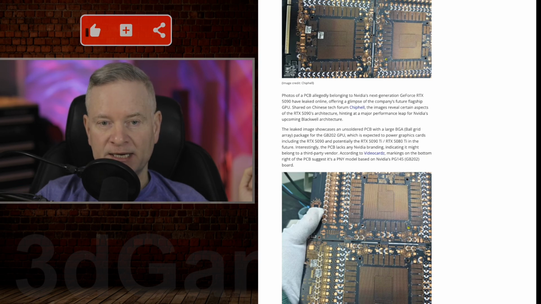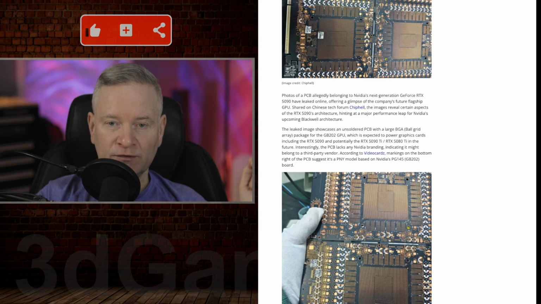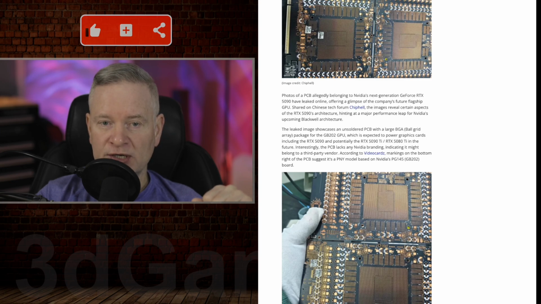Also, the display connector is dual DisplayPort 2.1a, enabling significantly higher bandwidth than the current DP 1.4a standard. This will allow for higher resolutions and refresh rates, such as 8K at 240 hertz, or 16K, if you can believe that, at 60 hertz.